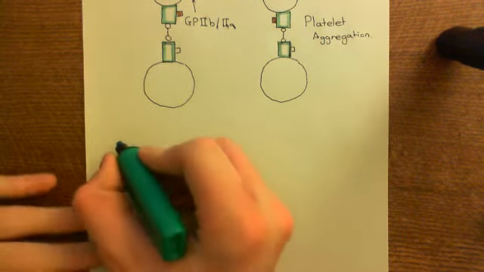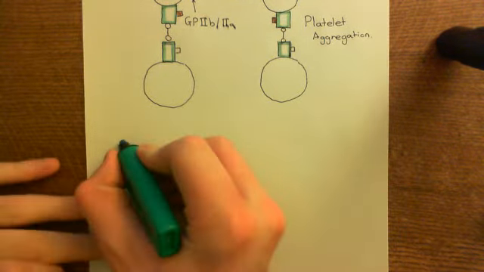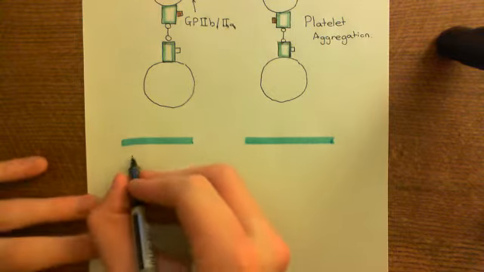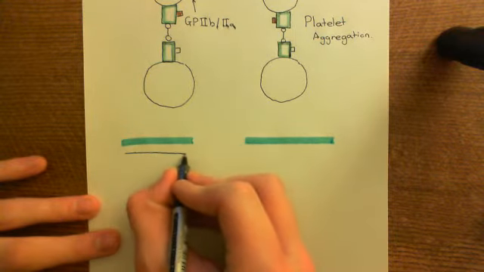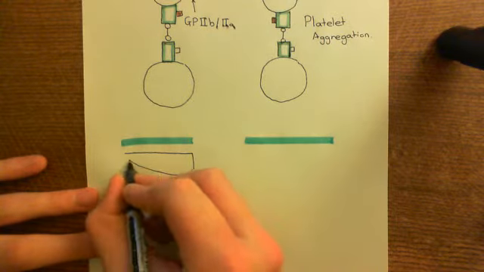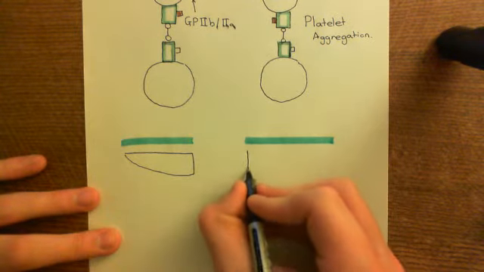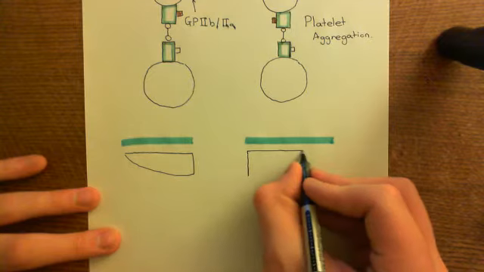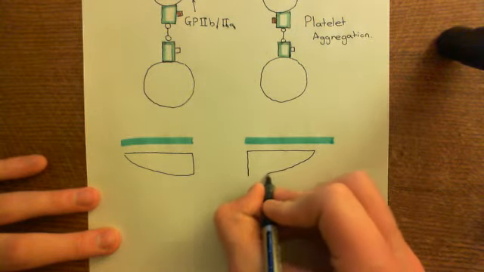So here's the basement membrane here, like so. And here is our endothelial cell as far as this picture is concerned, which has been cut in half by whatever made the wound.